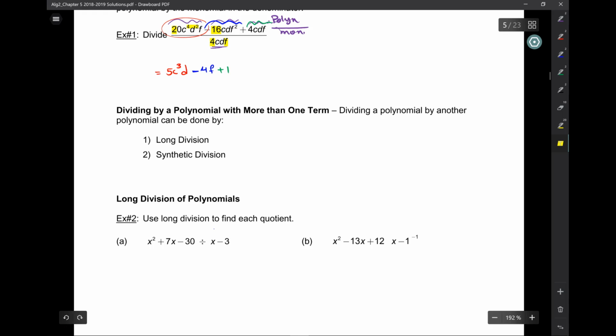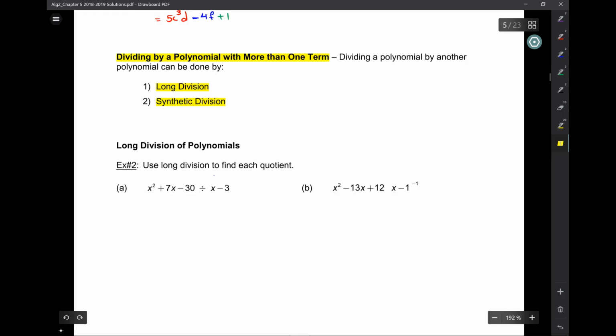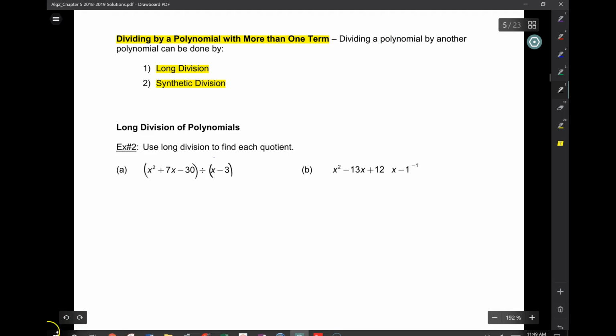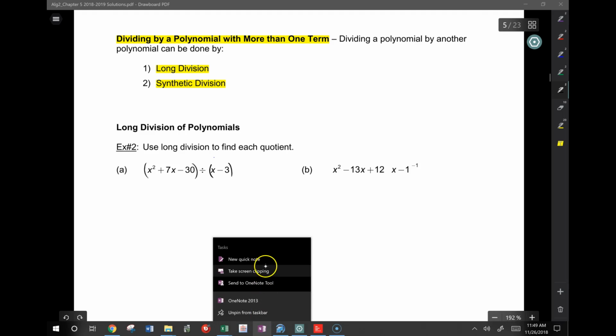Now, suppose the denominator here was more than one term. If you're dividing by a polynomial with more than one term in the denominator, there are two ways to do it. We have long division and we have synthetic division. Long division is exactly the way you remember doing long division back in the day when you learned it, in 3rd or 4th grade.